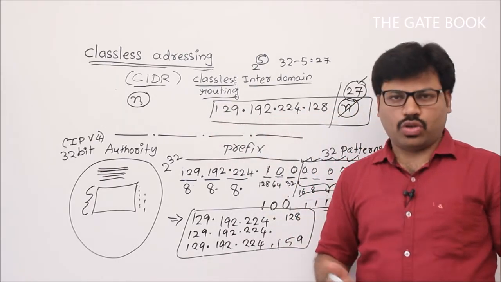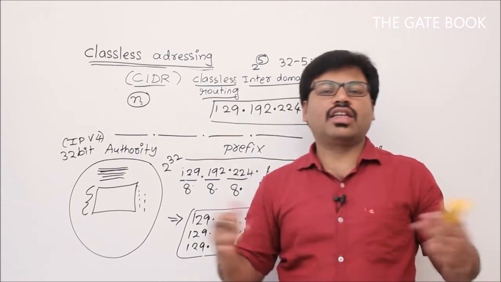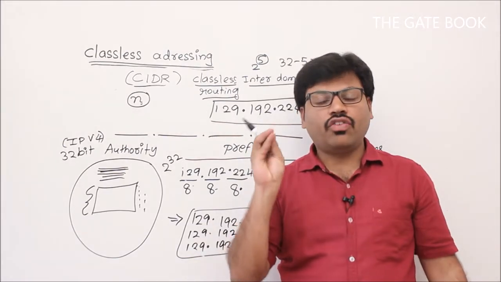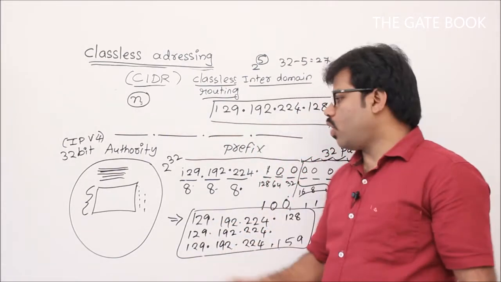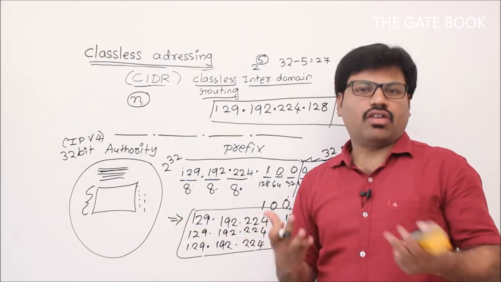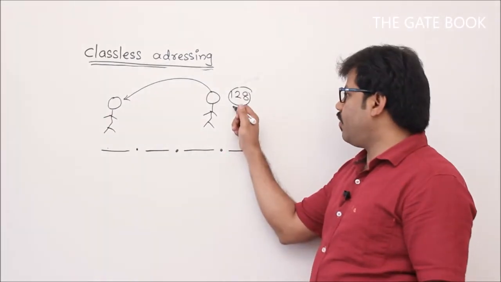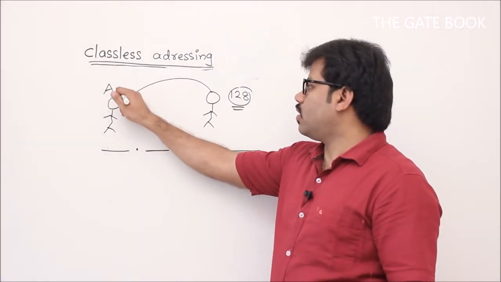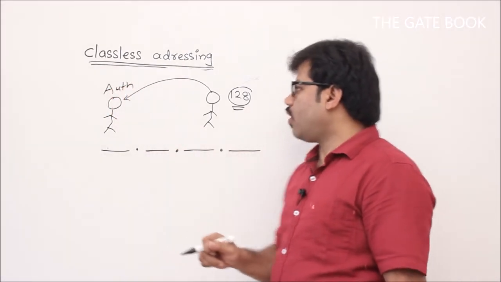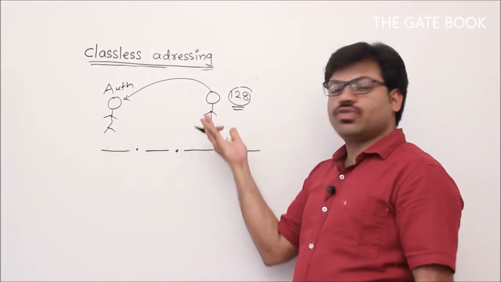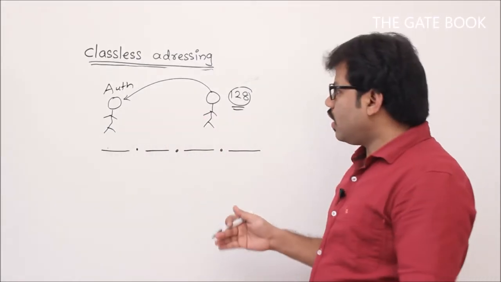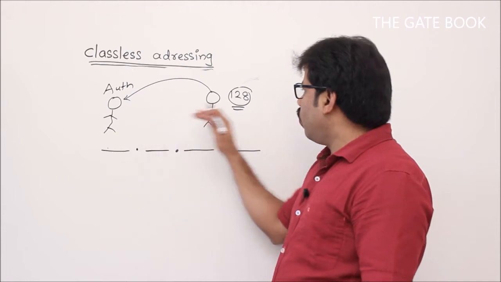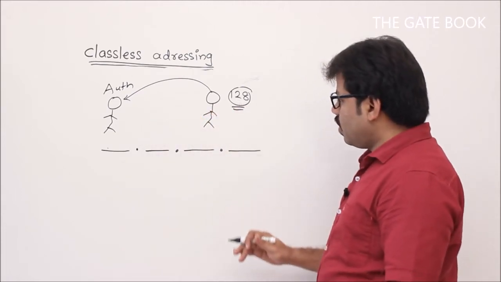Now we'll see one more example. This time we have another requirement. I want exactly 128 addresses. How am I going to ask the authority? Let's say we need 128 addresses. This is the authority we are going to consult. We ask, my dear authority, please give us 128 addresses. The authority is going to give us 128 addresses by this model.